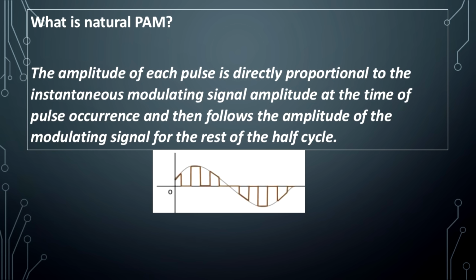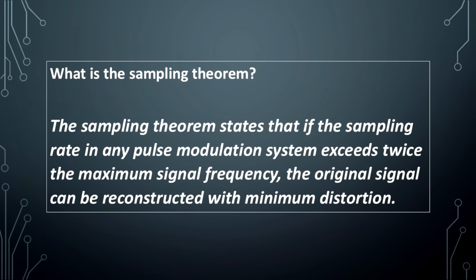What is natural PAM? The amplitude of each pulse is directly proportional to the instantaneous modulating signal amplitude at the time of pulse occurrence and then follows the amplitude of the modulating signal for the rest of the half cycle.